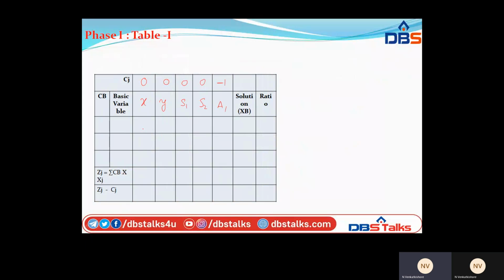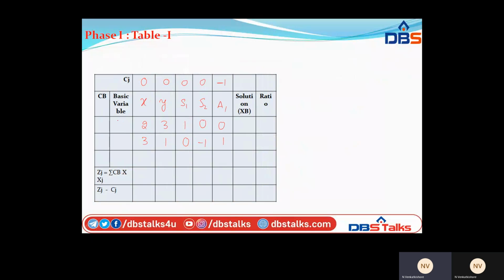Then what are the constraints we are having? 2x, 3y, 1 s1, and next 3x, 1y, minus s2. What about the remaining terms? S1 is not there. A1 is there, so a1 is 1. In this case, this is a less than or equal to symbol, so no need of placing S2 and A1.